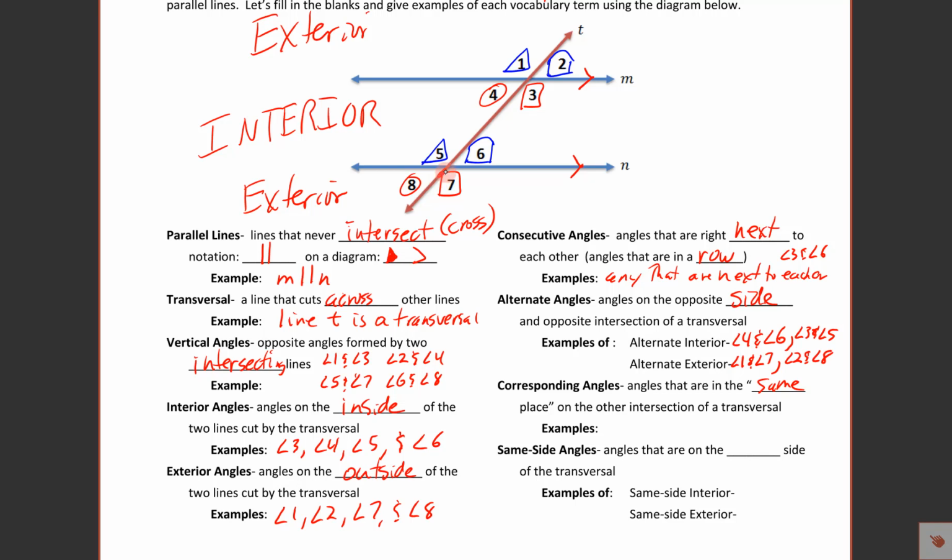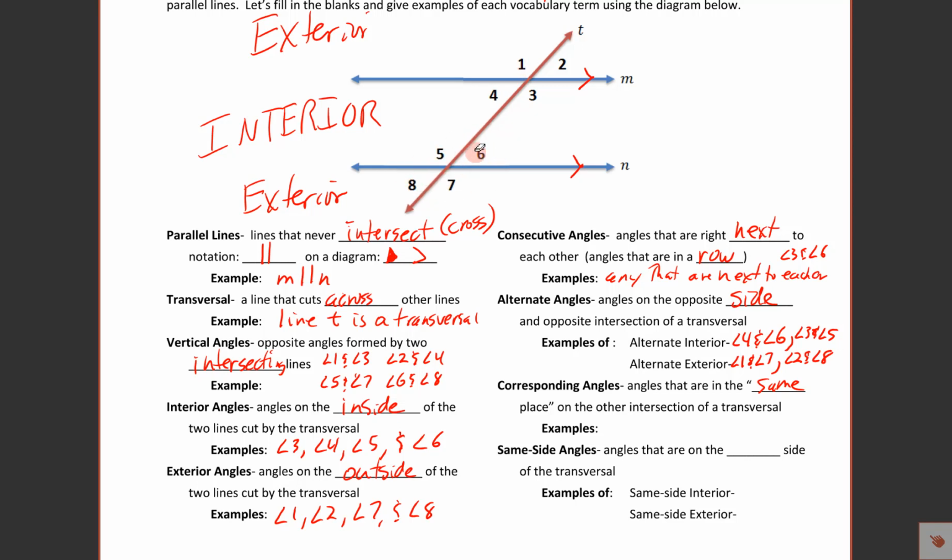So if I came up here, if I'm looking this way and counting counterclockwise, 8, 7, 6, and 5, if I drive up to this intersection and stop, then it would be 4, 3, 2, and 1. So that's kind of how we figure out which ones are corresponding.